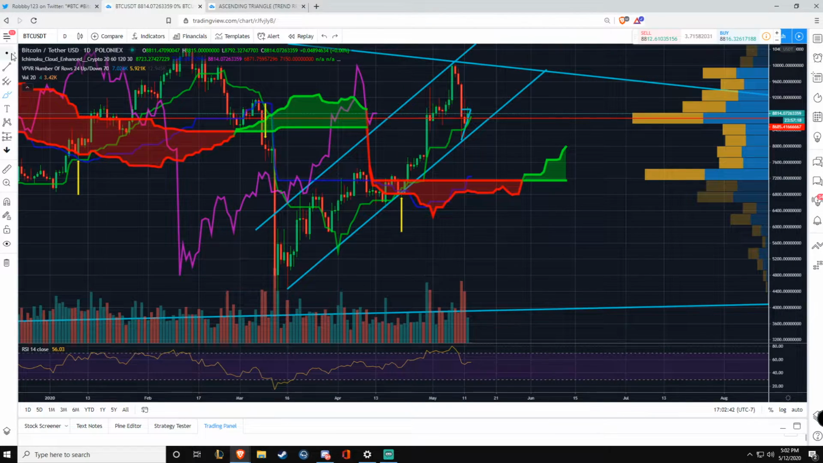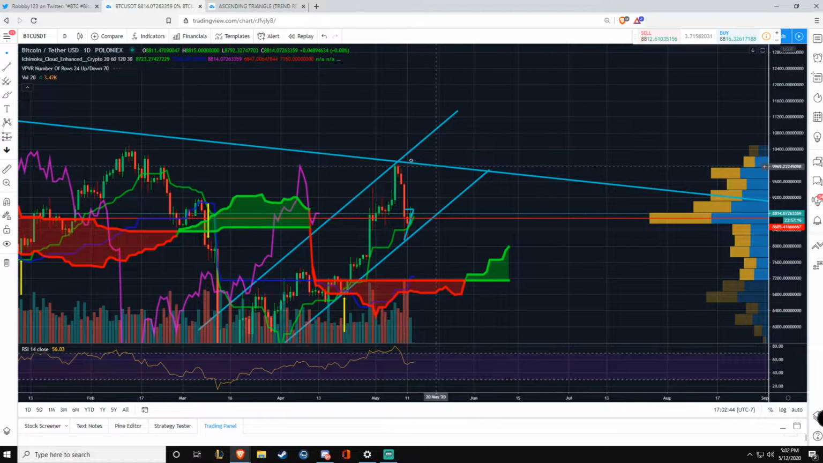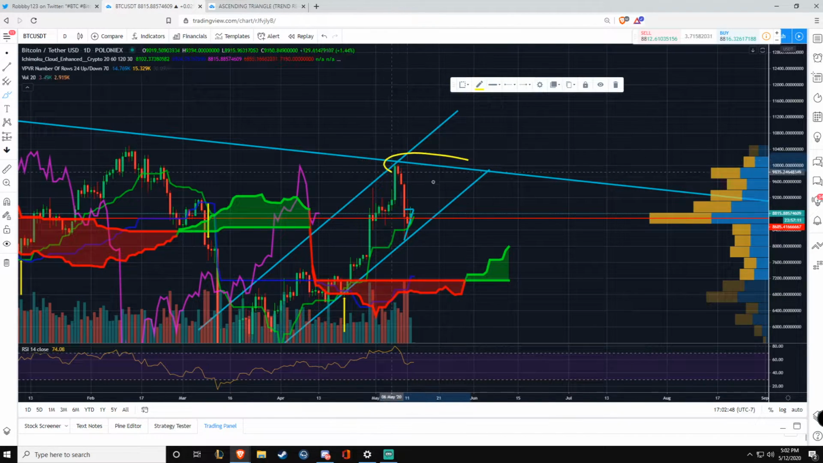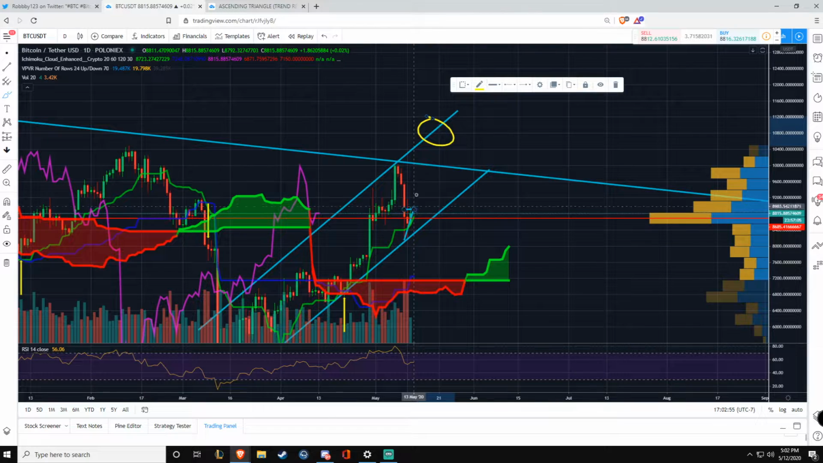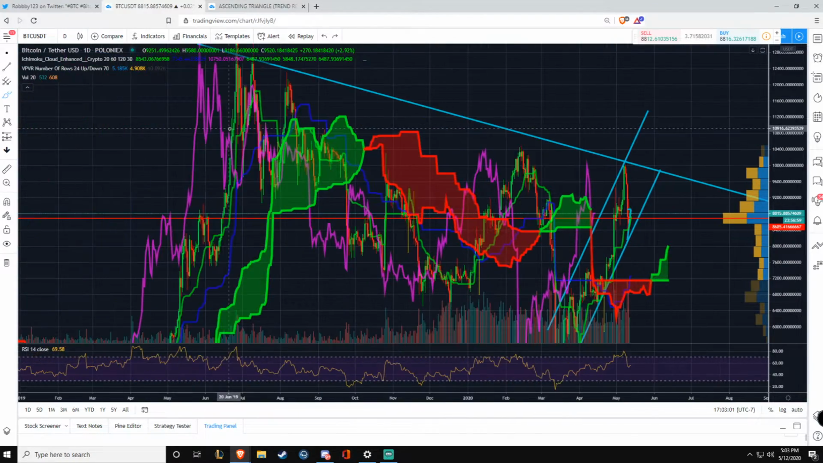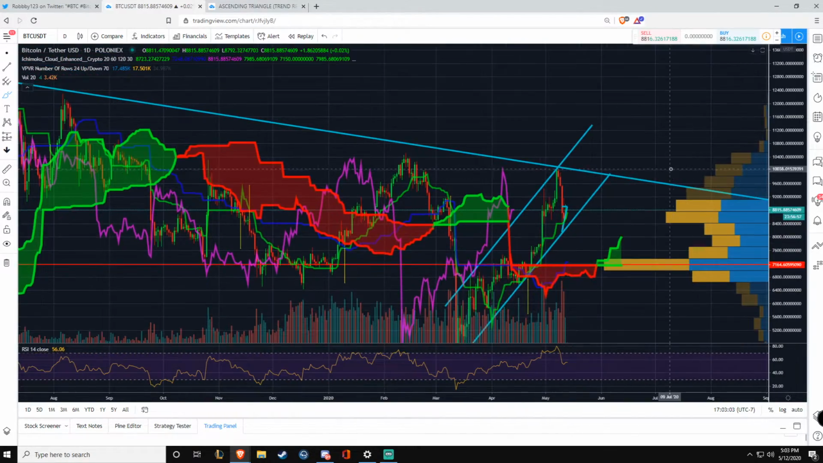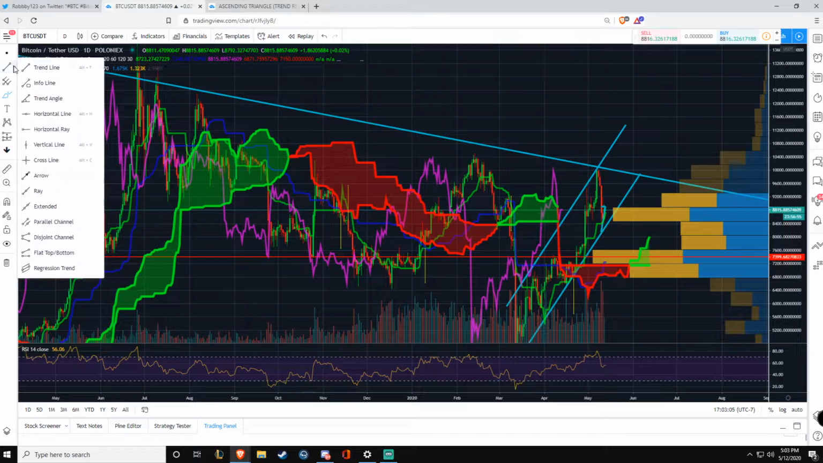So if we break out of this triangle, the big long-term one that's been going on for years, right here, that would mean that at the very minimum, we're going to touch this again. That's going to be about 10,500. And at 10,500, this is a rejection point. This has been a rejection point multiple times in the past.